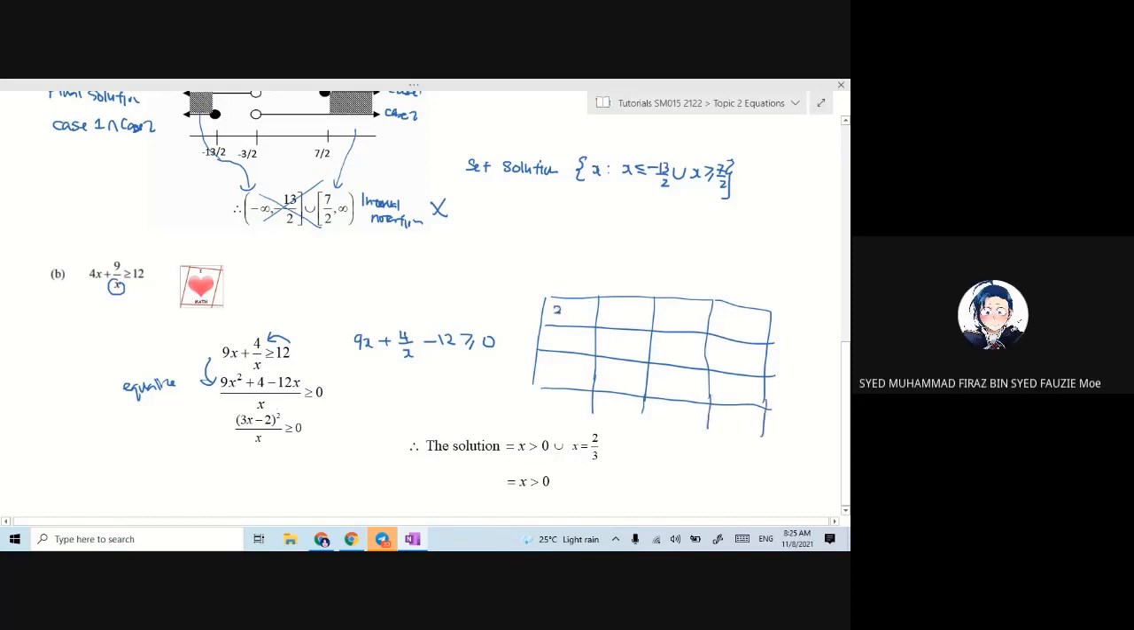Okay, so you have the 3x minus 2, 3x minus 2, and x here. Okay, so you will have 0, 2 over 3. Okay, 2 over 3, since this one you have the equal sign.